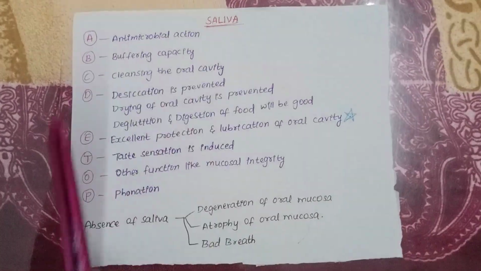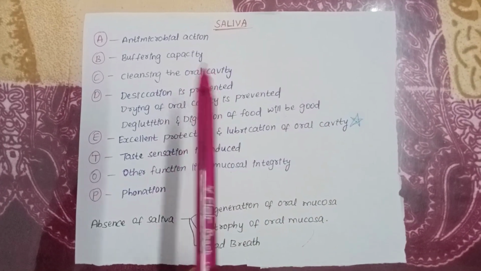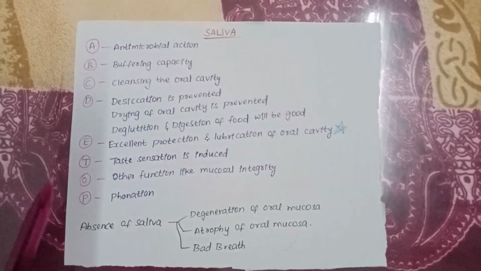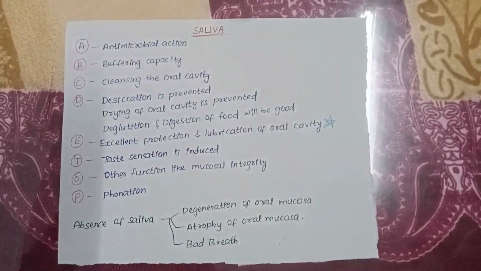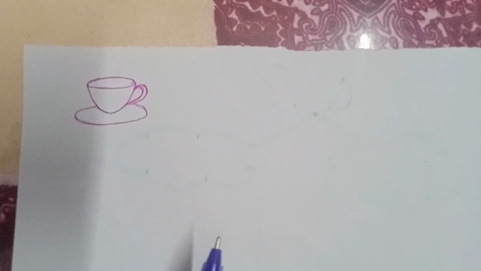So these are all the functions of saliva. You can remember it by the easy mnemonic A, B, C, D, E or top letters T, O, P. Now we enter into our second topic, that is components of saliva. I have a second mnemonic to remember the components of saliva.